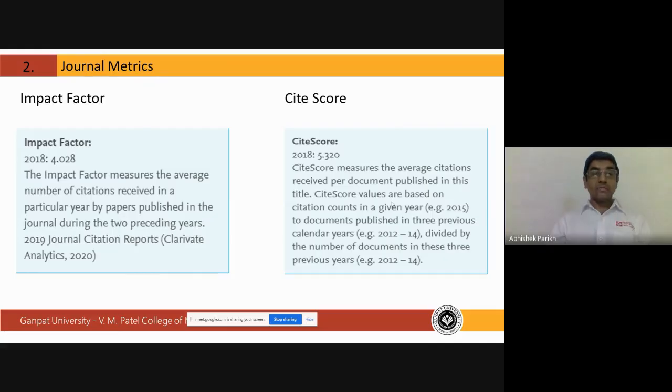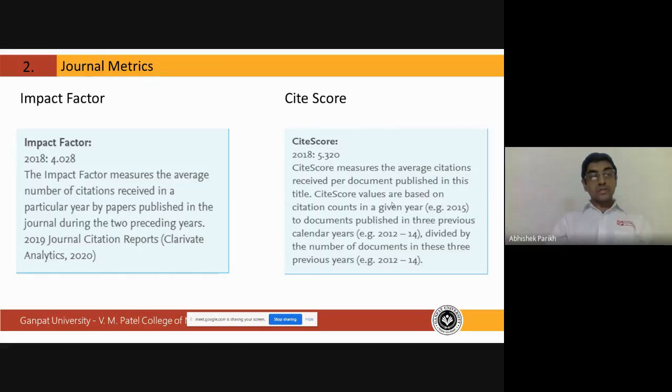First and foremost, which most research scholars may be aware of, is the impact factor, and the second is the CiteScore. Now, the very hairline difference between the impact factor and CiteScore is that impact factor is based on a 2-year calculation, while CiteScore is based on a 3-year calculation. More precisely, the impact factor measures the average number of citations received in a particular year by papers published in the journal during the two preceding years.